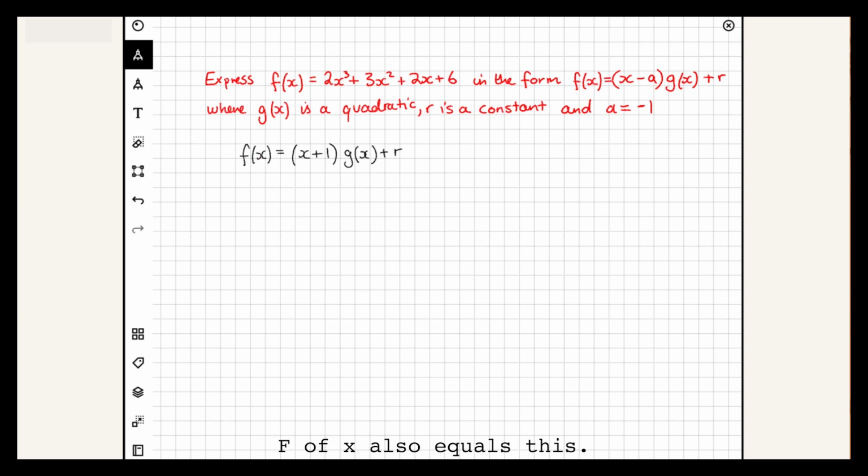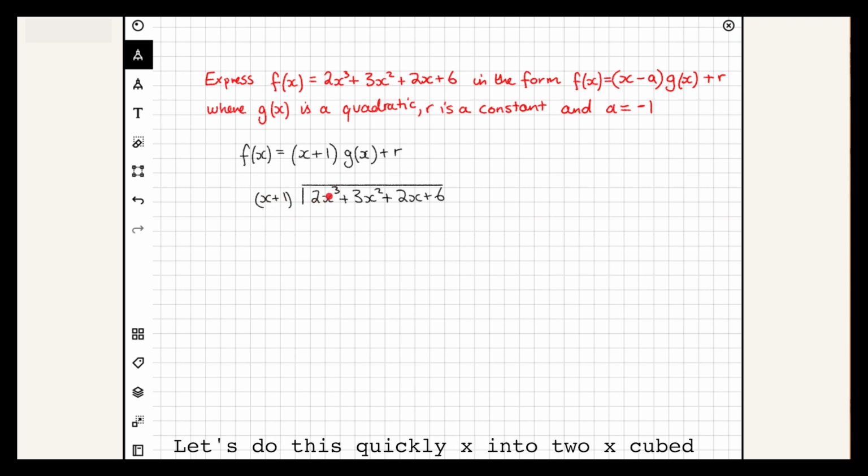f of x also equals this, so if I divide this by x plus 1, I will end up with hopefully g of x and possibly a constant. Let's see. 2x cubed plus 3x squared plus 2x plus 6, which is my function, divided by x plus 1. Okay, x, let's do this quickly.